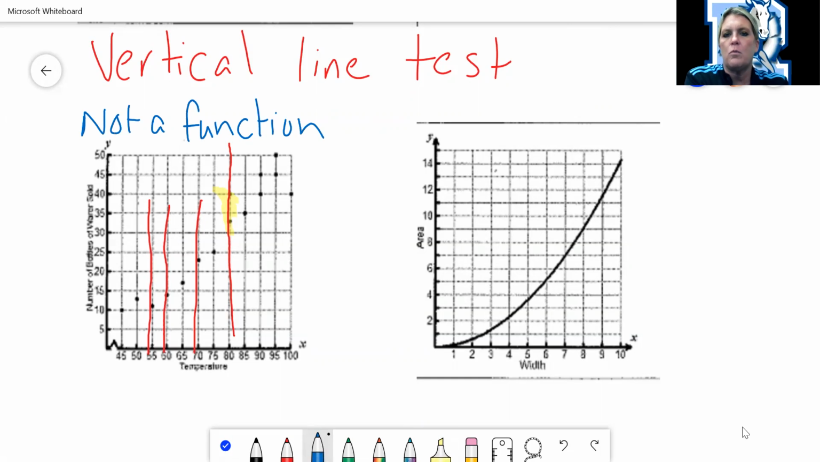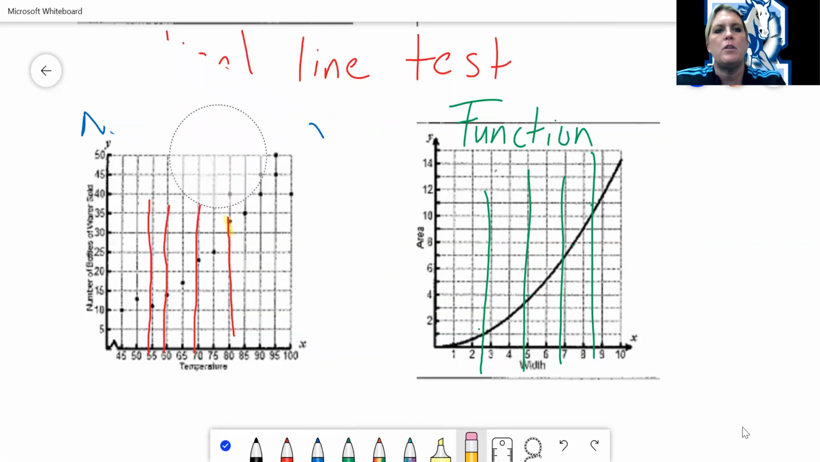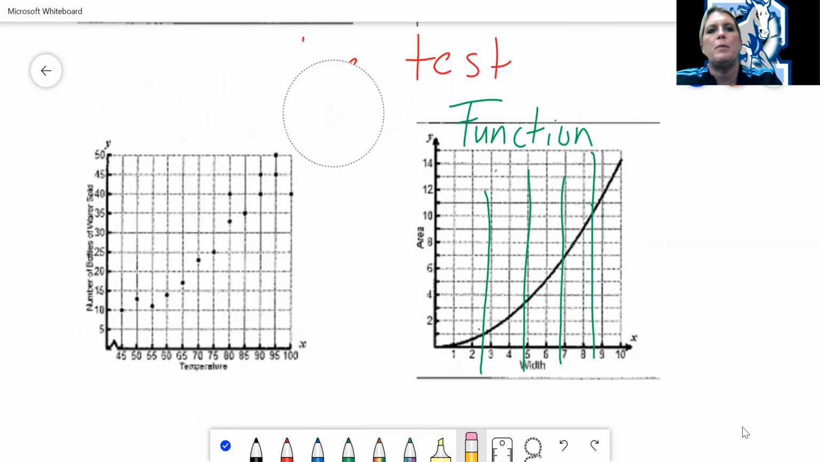Try and do the other one, the we do over here on the right. Pause the video and then come back and see how you did. Okay, so if you draw a vertical line, it only crosses the data once. Since it only crosses it once, yes, it is a function. Make sure you have that down. I'm going to erase my board, and then we're going to go to finding perimeter.